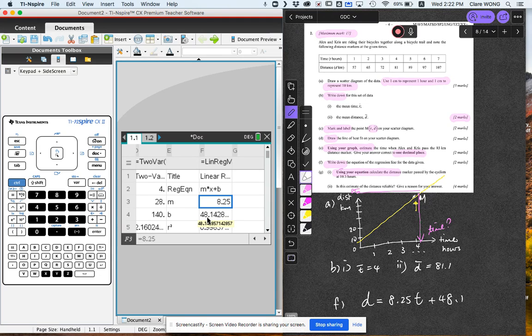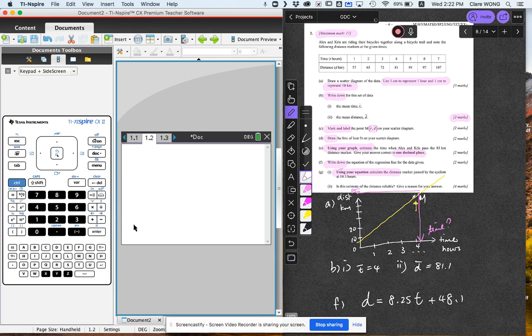Then it says use your equation to calculate the distance. Now this time, you can go to your calculator, key in F1, and put in the hours, 10.3. Enter. So G1, your answer is 133.117. So 3 significant figures should be this, 133 kilometers.